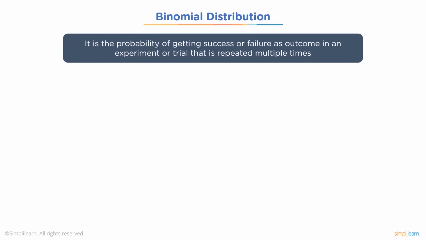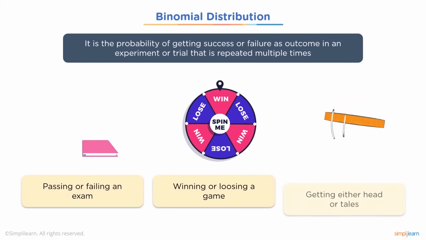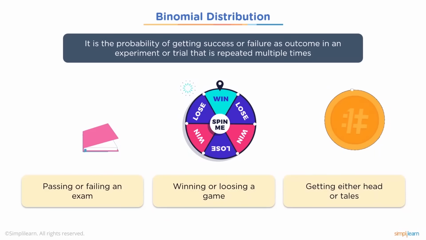There's also the binomial distribution. It is the probability of getting success or failure as an outcome in an experiment or trial that is repeated multiple times. And the key is the prefix bi, meaning two, in binomial. So passing or failing an exam, winning or losing a game, and getting either heads or tails. If you ever see binomial distribution, it's based on a true-false kind of setup.